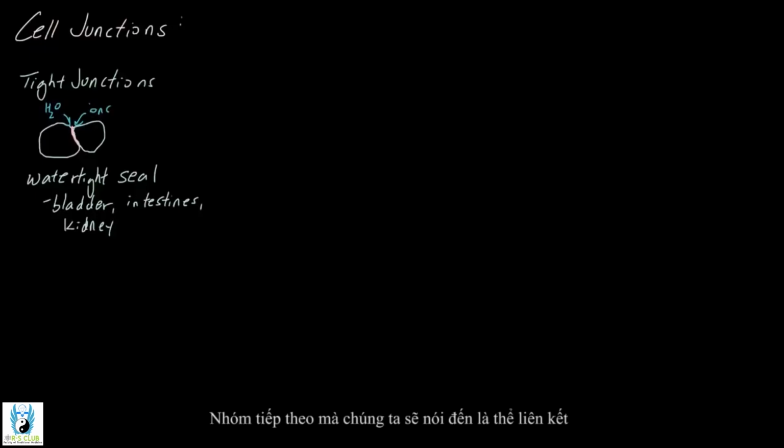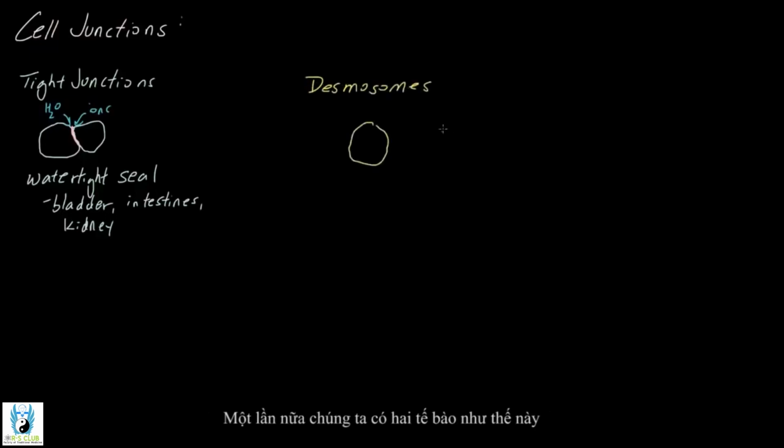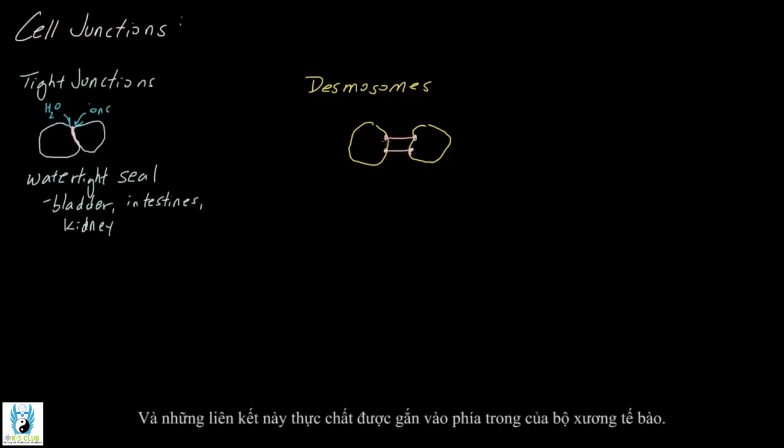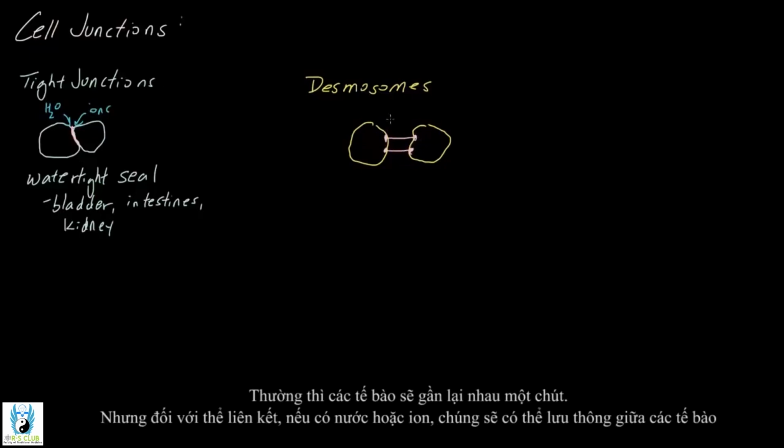The next type that we're going to talk about are desmosomes. Now let's say we have, again, two cells like this. What desmosomes do is, I'm exaggerating the gap between these a little bit, but they're kind of like connections that hold two cells together. And these connections actually attach inside the cytoskeleton. And again, this gap is exaggerated. Usually the cells are a little closer.